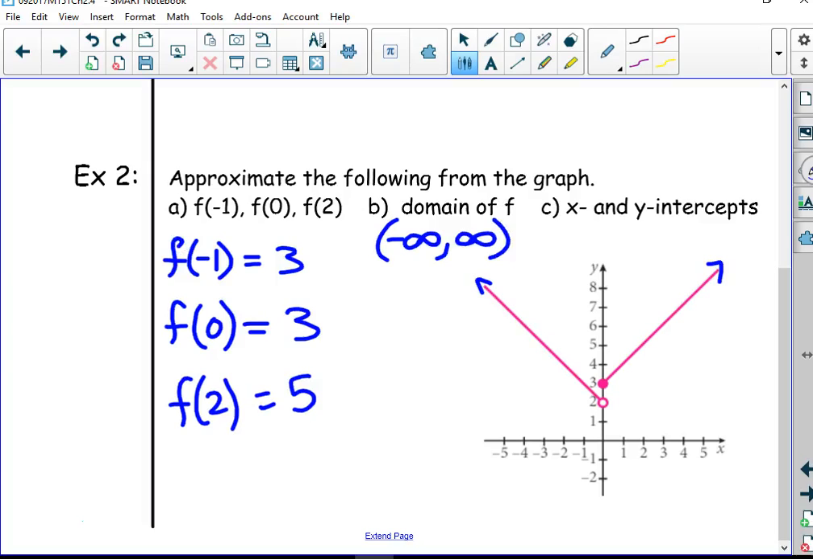X and Y intercepts. Okay, we have no x-intercepts. It doesn't cross the x-axis. Our y-intercept is going to be at (0, 3). Not at (0, 2) because it's not defined there.